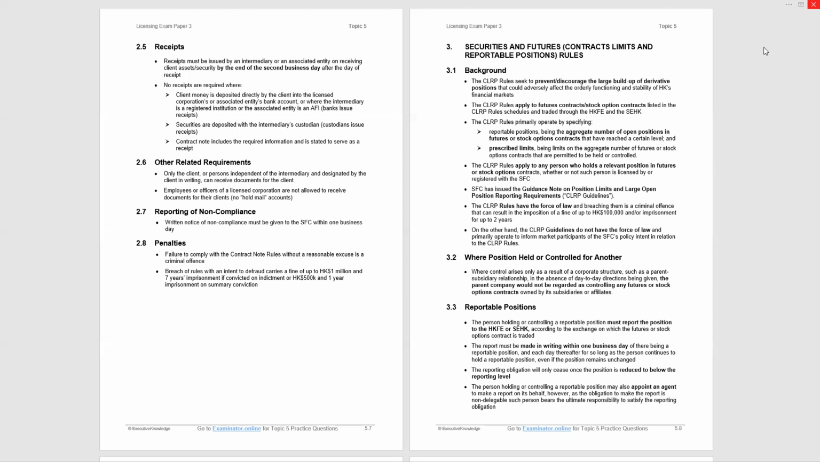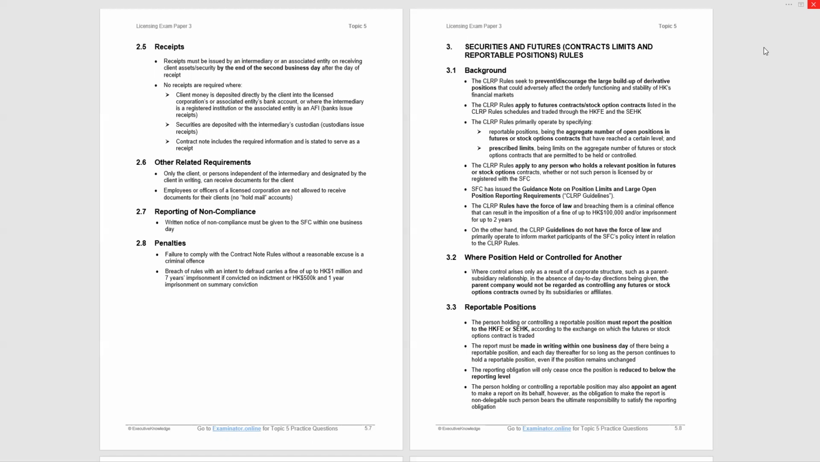Now, who do these rules apply to? They apply to any person who holds a relevant position in futures or stock options contracts, whether or not the person is licensed by or registered with the SFC. In other words, they apply to individual investors or particular clients of intermediaries. It's not the intermediary itself. It's a lot more granular than that.